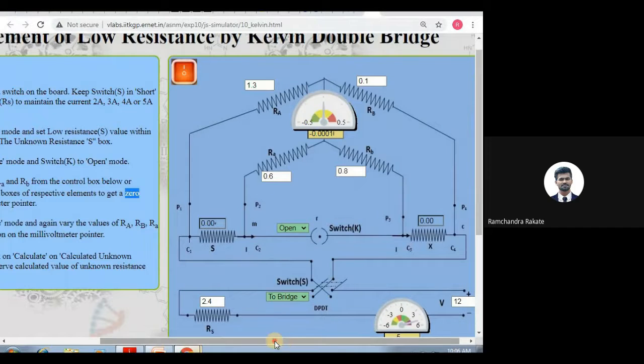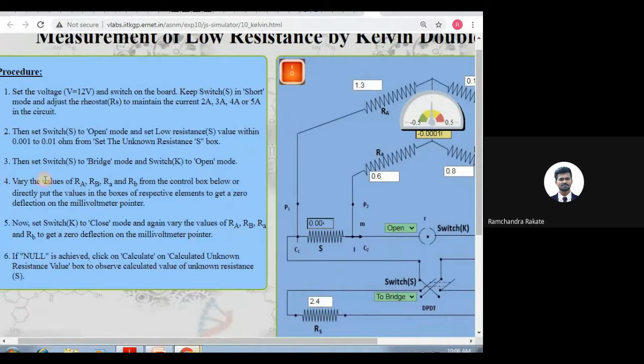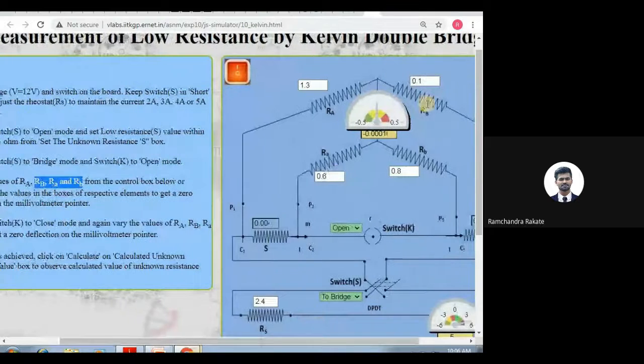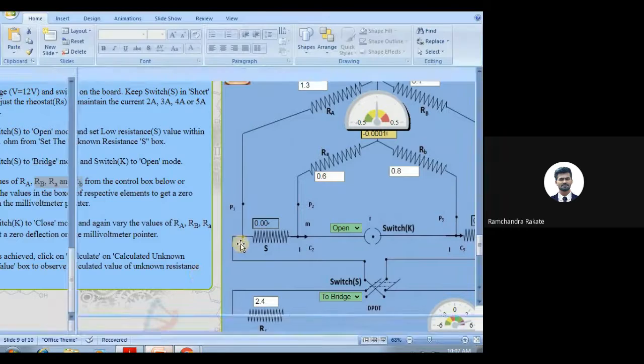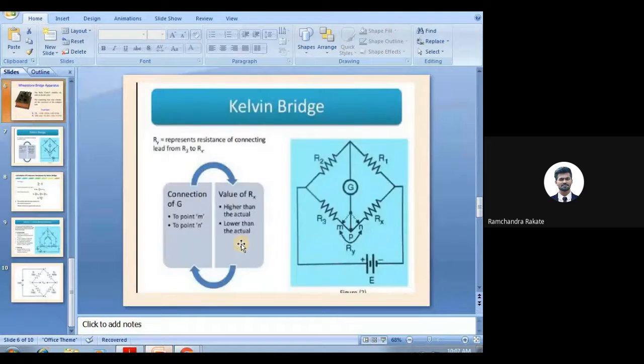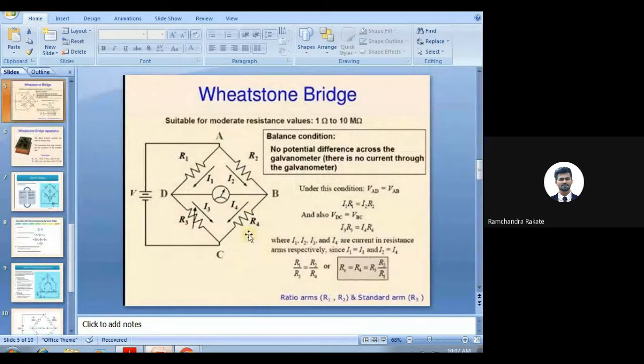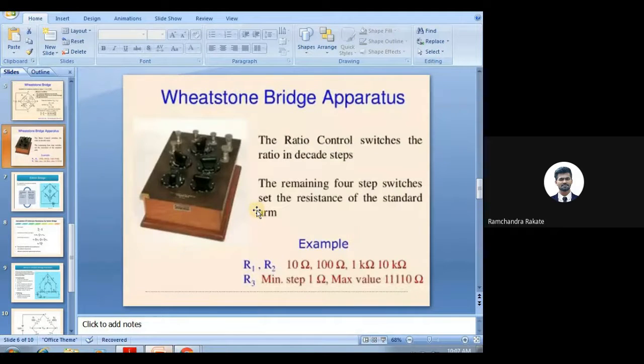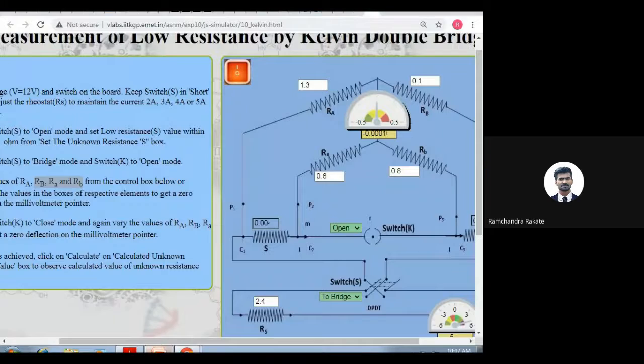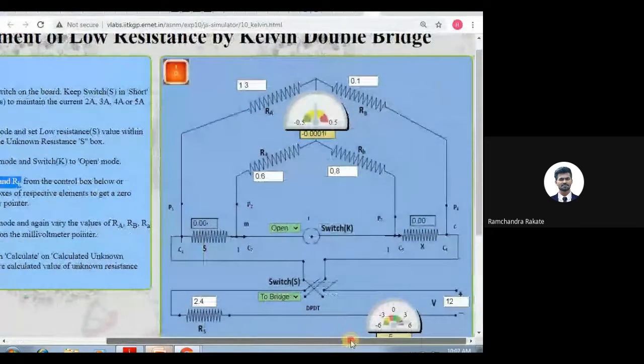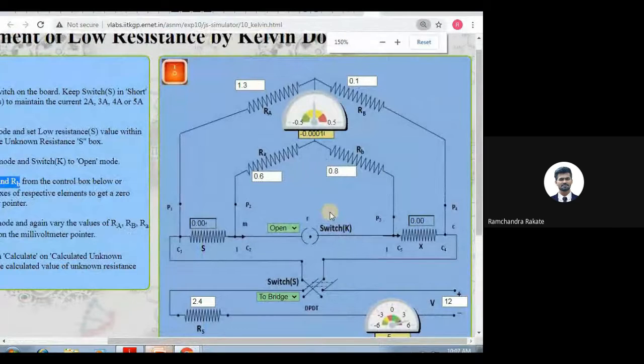Have they said to just vary the value of RA, keep RB and the remaining things as they are? No, they are saying vary the value of all the four so that you can achieve zero deflection. But in Wheatstone, we are varying only one resistance. Do you remember? We are varying only R4. So this is the basic difference, and in this way we are achieving a precise measurement. So let us vary this one and we will come to know.